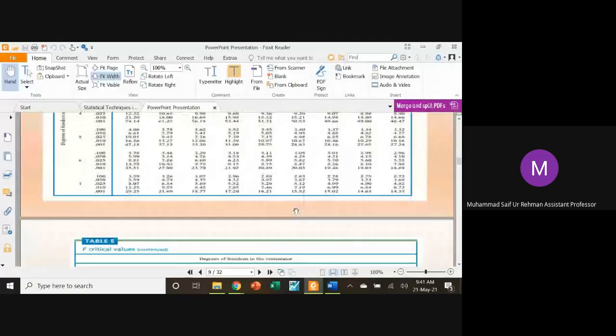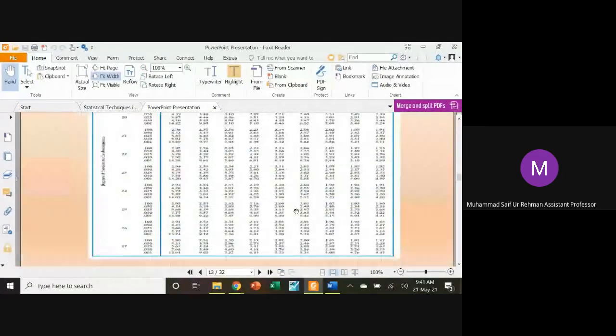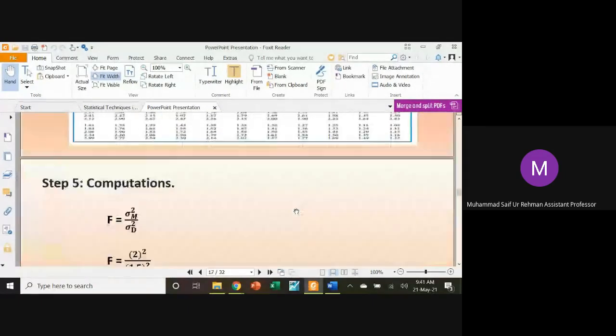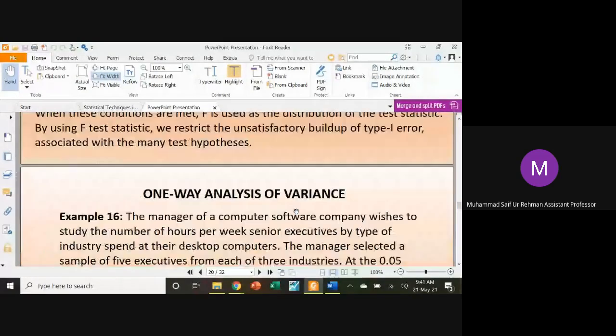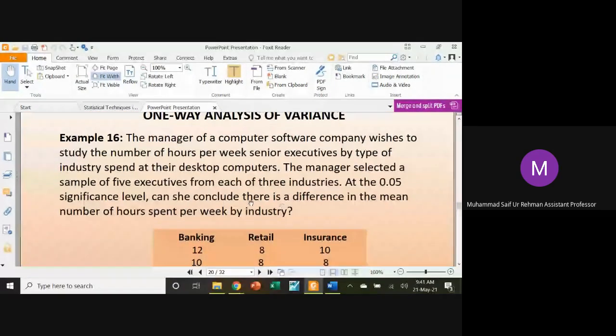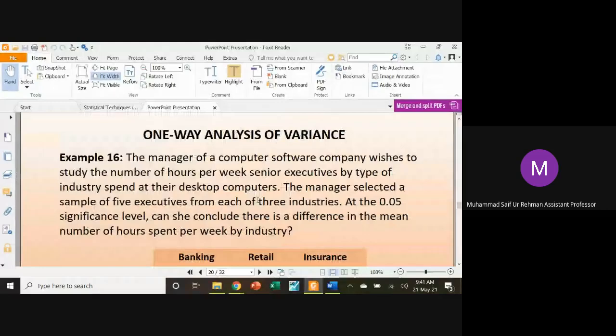Now see, as I have already made this for you, so you can see one example from here. So this is one way analysis of variance, the same section that we have just solved an example from. One way analysis of variance. Okay, so this is example 16 in your book.